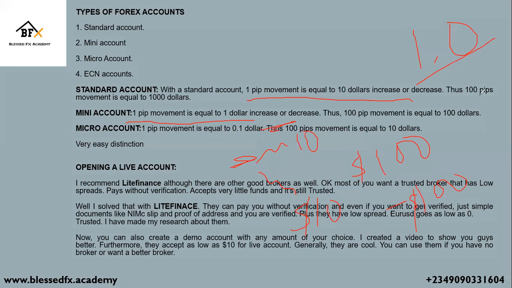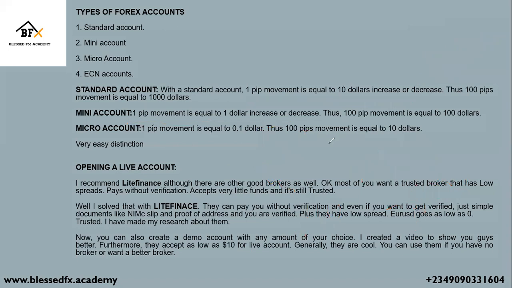So micro accounts is the next one. With micro accounts, one pip movement is equal to $0.1, that is 10 cents. So if you make 10 pips, instead of making $10 as in a mini account, here you make $1. So 100 pips will be $10. Remember, it's a 1.0 lot size. So that's just the distinction.